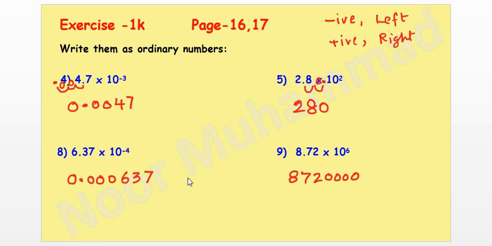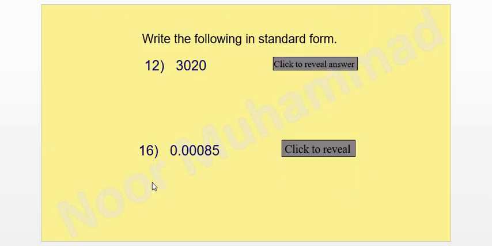So here are the answers, girls. I moved the decimal here 4 places to the left, it reached here, and here I moved the decimal to the right side 6 places. So this is my final answer. Let's solve some more questions.